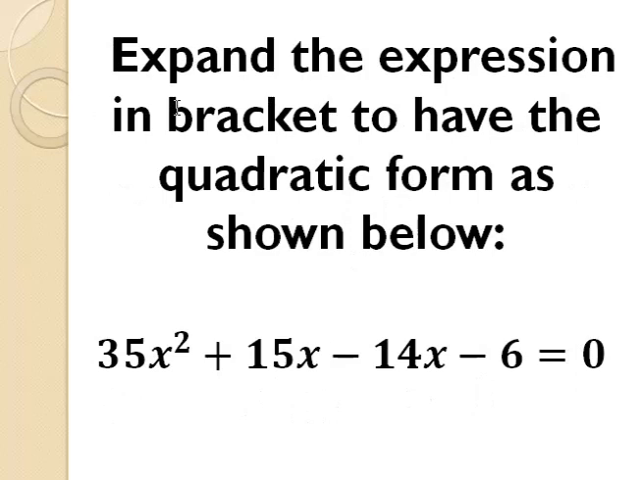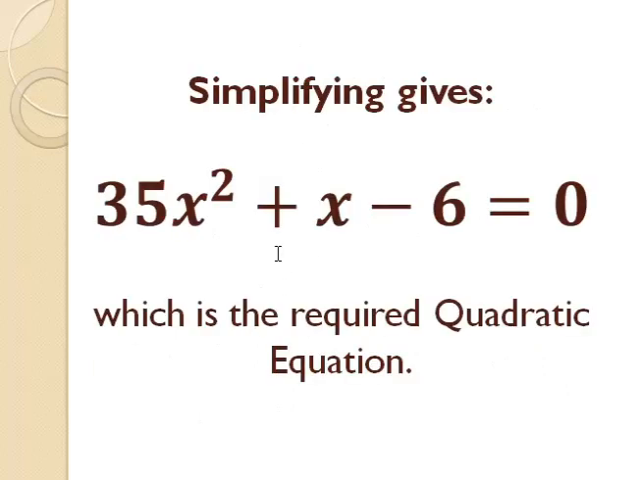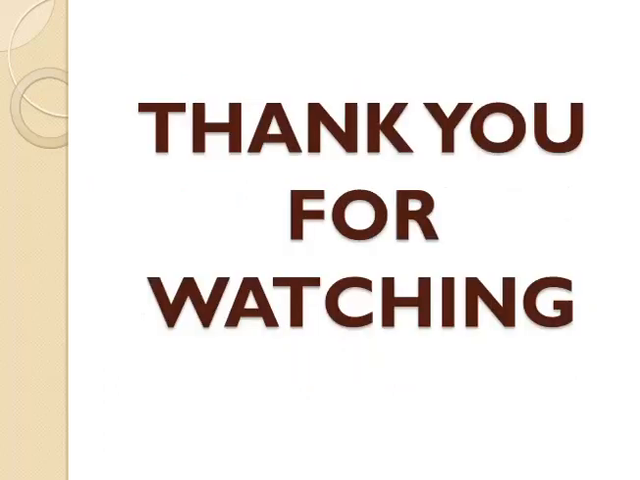You expand the expression in brackets to have the quadratic form as shown. You have it in this quadratic form when you expand it. So these two are having the same terms, so you are going to simplify it to give us something like this. That is 35x squared plus x minus 6 equal to 0, which is now the required quadratic equation.